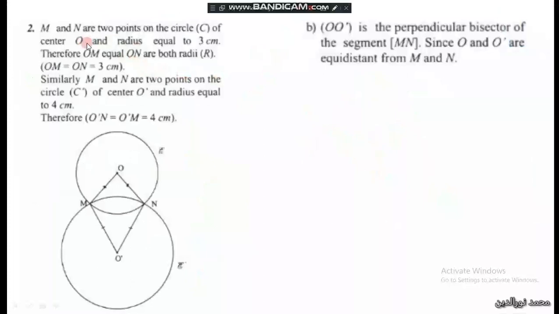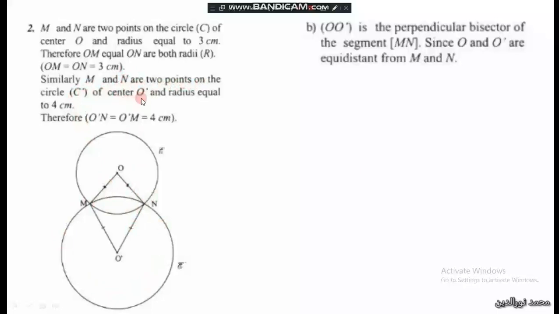So the suggested answers: M and N are 2 points on the circle C of center O and radius equal 3 centimeters. Therefore, OM equal ON, both are radii of the same circle. OM equal ON equal 3 centimeters. Similarly, M and N are 2 points on the circle C prime. M and N are on C prime.